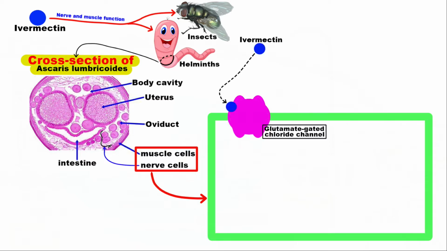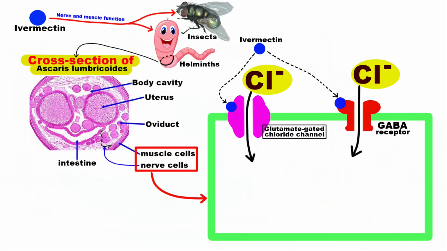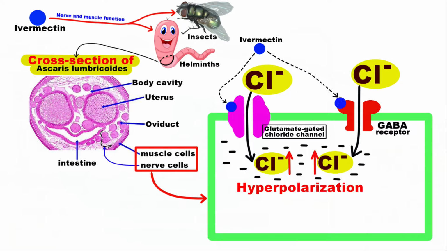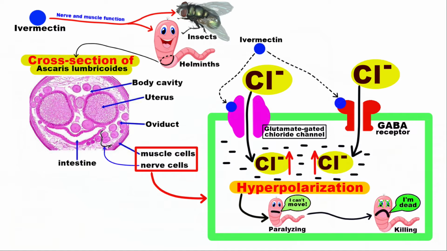The drug binds to glutamate-gated chloride channels common to invertebrate nerve and muscle cells. Ivermectin can also bind to gamma-aminobutyric acid receptors. The binding opens the channels, which increases the flow of chloride ions inside the cell. You can see that the concentration of chloride ions inside the cell is now increased. The inside of the cell becomes more negative. This is called hyperpolarization. This excessive hyperpolarization is responsible for paralyzing and killing the helminth.